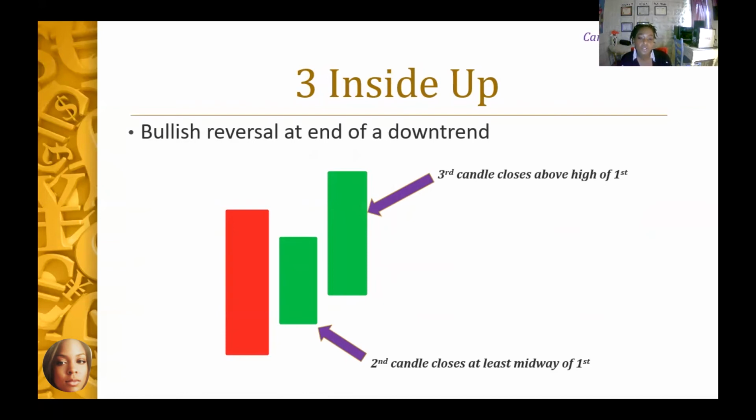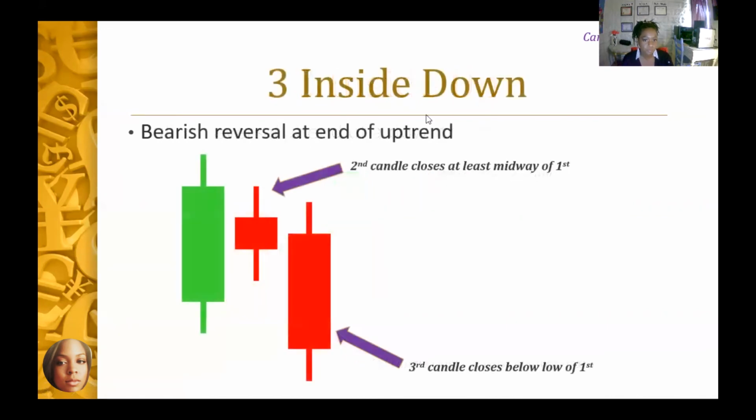So with the bullish reversal, it's a bullish reversal at the end of a downtrend. You see this at the end of a downtrend, it's telling you the buyers are about to take control. It's called a three inside up. And the important thing to note here is that the second candle closes at least midway of the first. If it closed all the way down here or something like that, it wouldn't be a valid three inside up. And that the third candle closes above the high of the first. Okay, that's just what's important to note.